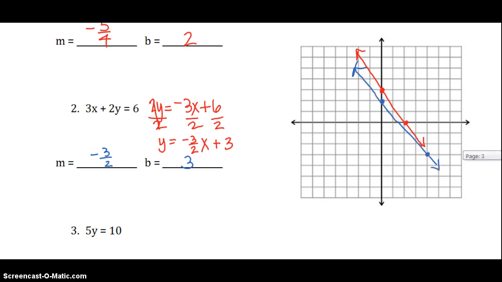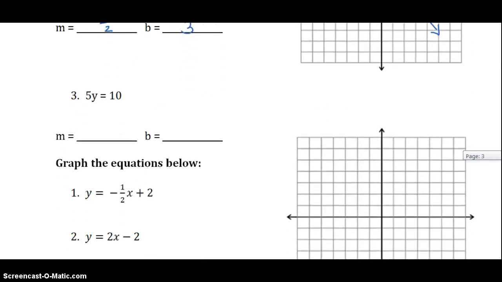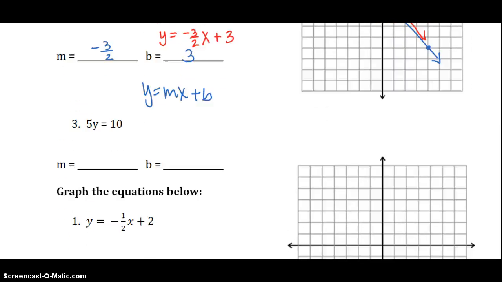All right, so our last equation does not have an x. It's 5y equals 10. So remember, our goal is to have slope-intercept form. So I need to isolate my y. The problem is, without there being an x, that means that m must have been 0. So when I divide both sides by 5, I will end up with y equals 0x, because there are 0 x's, plus, and 5 goes into 10 2 times.